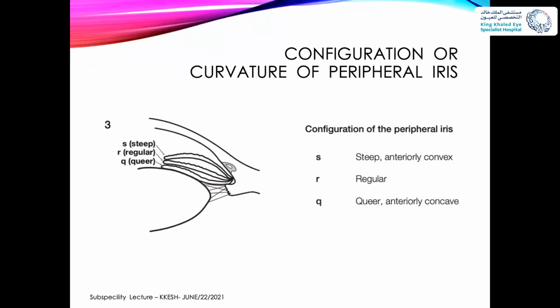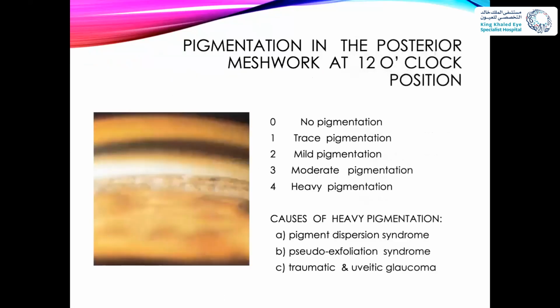The configuration of the peripheral iris is also very important to pay attention to. Is it steep, like in cases of too much convexity, or is it regular, or is it queer, the opposite? Pigmentation evaluation of the trabecular meshwork is also very important. You can grade it from 0 up to 4, which is a heavily pigmented trabecular meshwork. The differential for that could be pigment dispersion, pseudoexfoliation, or traumatic or uveitic cases.